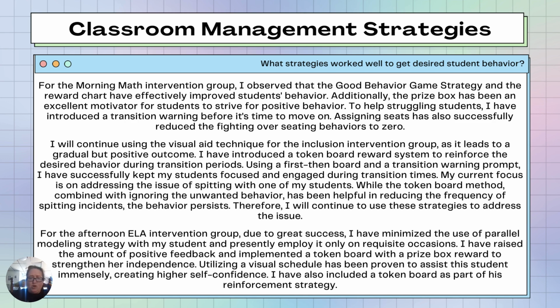I increased the positive feedback for all of the students. My on task role model student, I did give him the token board as well. He just earns one token a day just so he's included and not left out of the prize box since the other students are earning prize box as well. This reinforcement strategy I have found to work across all of my interventions, and I will definitely use that one moving forward.